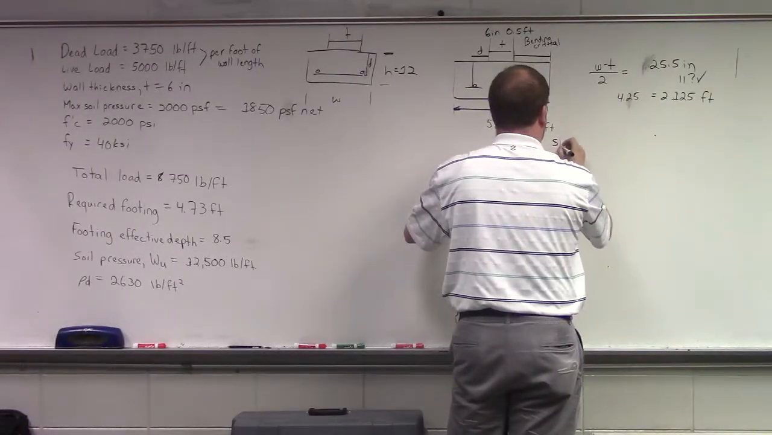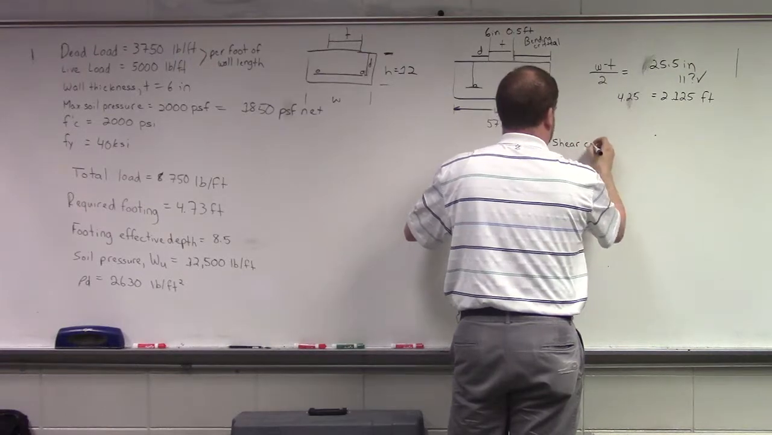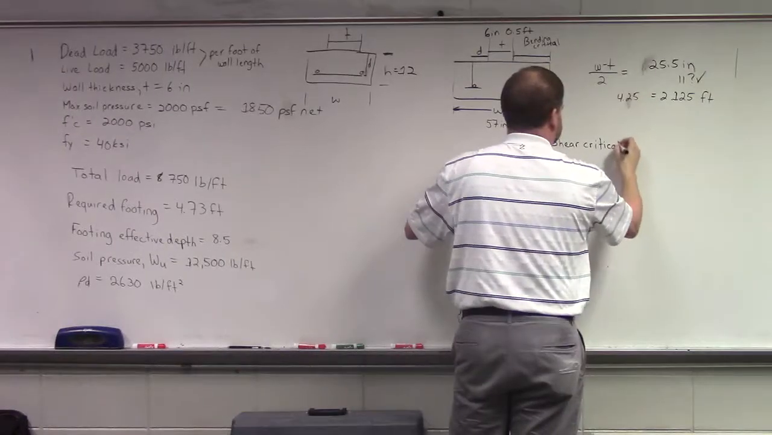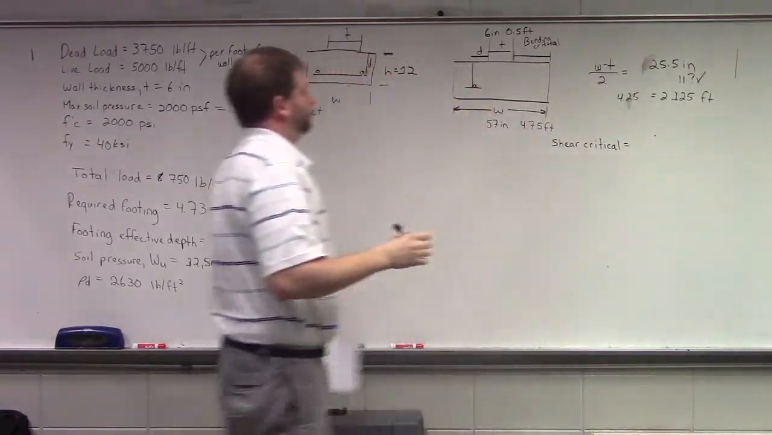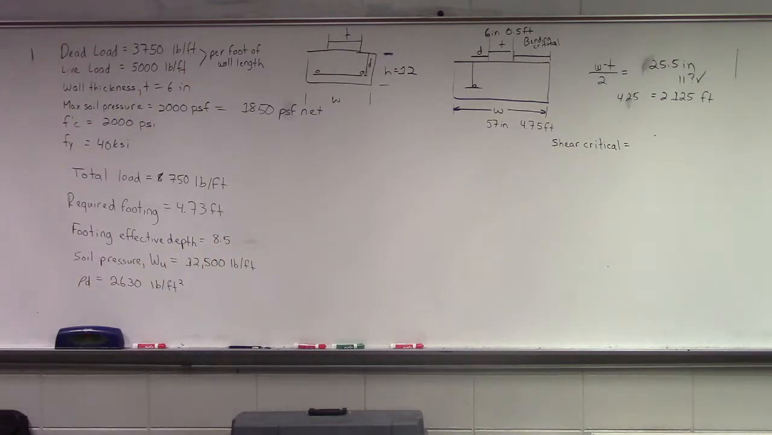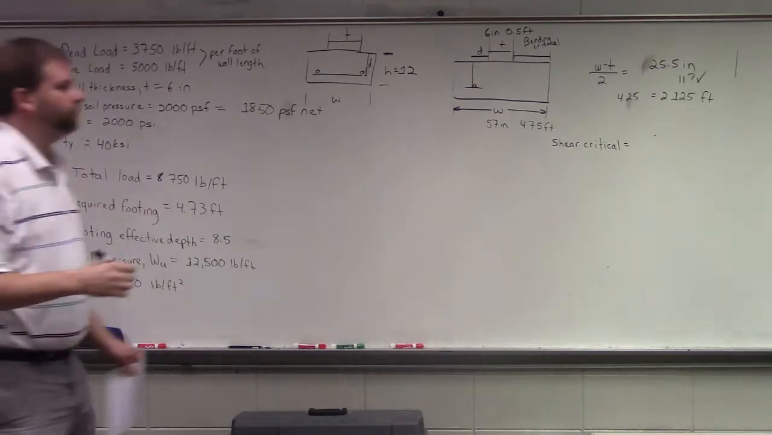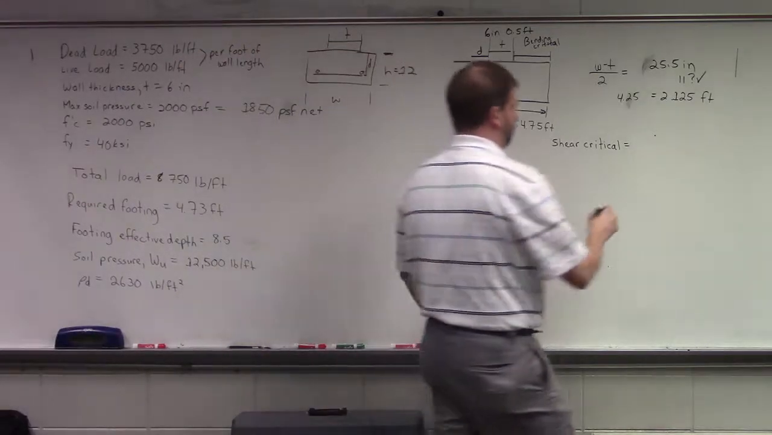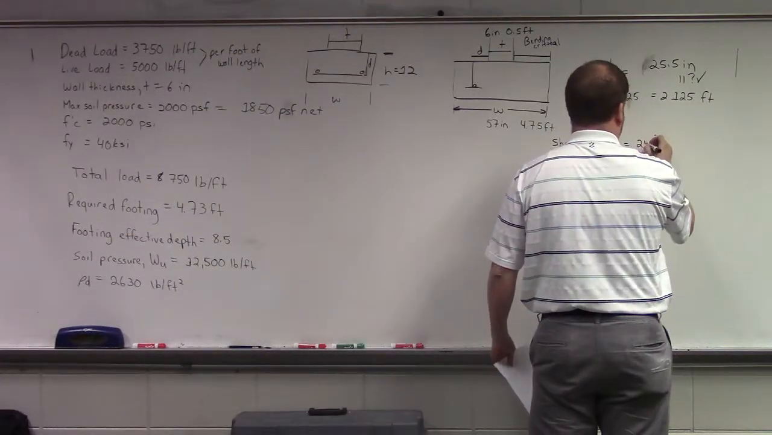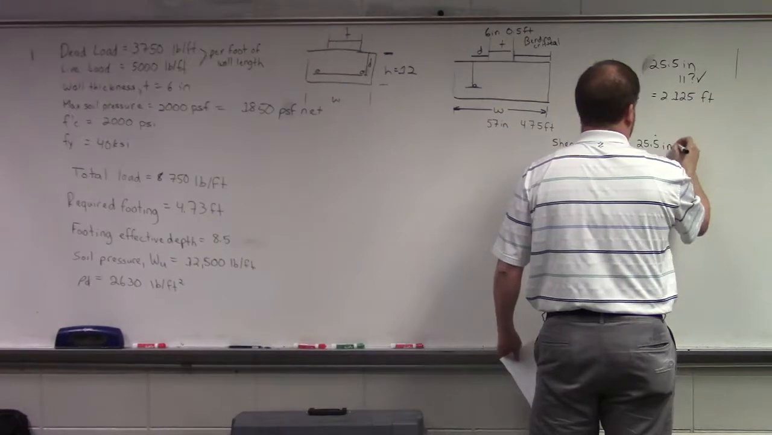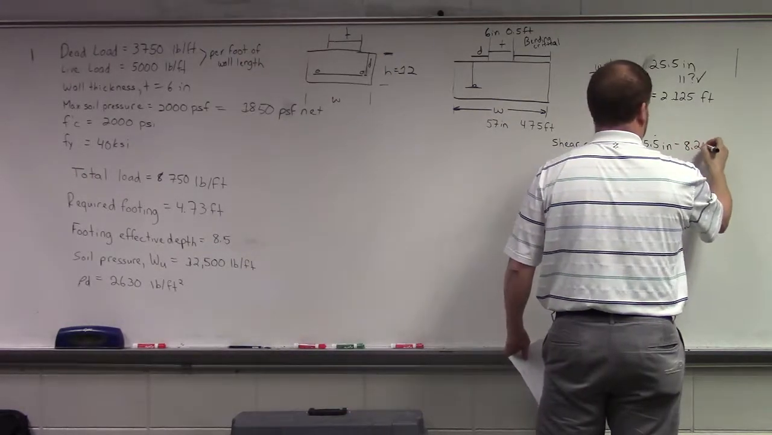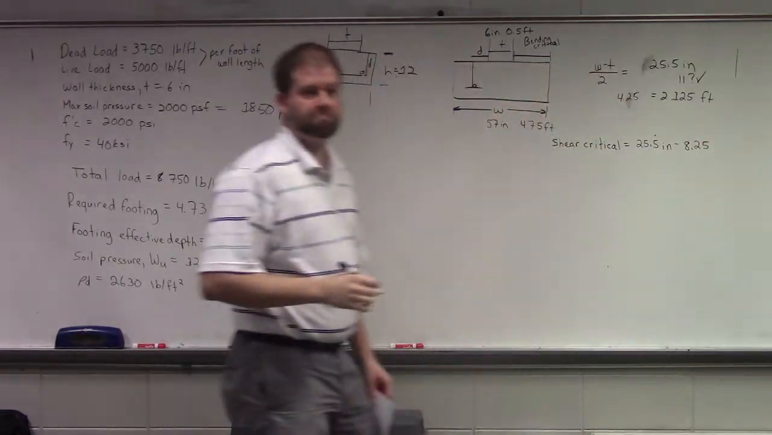Okay? Maybe that's what I'm doing right here. Wouldn't that be 8.5 minus 2.125? Or wait, 8.5 was in inches, right? Yes, 8.5 is in inches. 0.71. So that's what I did. That's what it was. See how I did that, Nick? Okay?